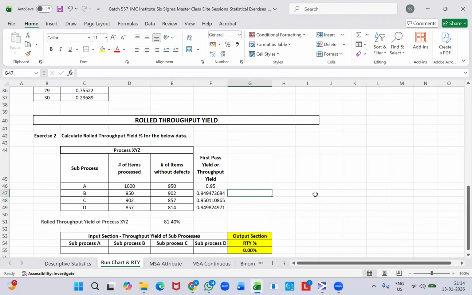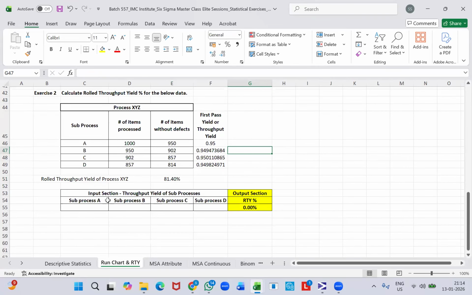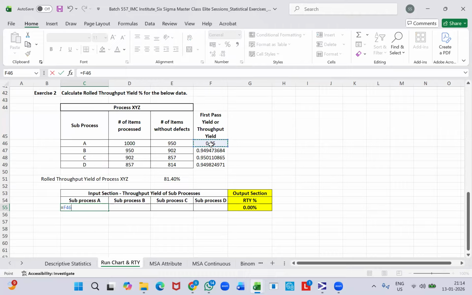Or if you want to use the template, we just need to provide all these throughput yield values for the various sub-processes in decimals. That's the only condition. You'll automatically get the roll throughput yield expressed as a percentage value in the output section. So let me just give reference to these throughput yield values.